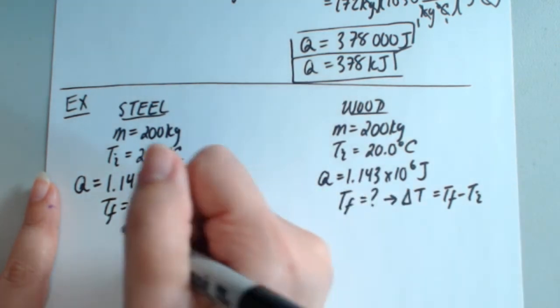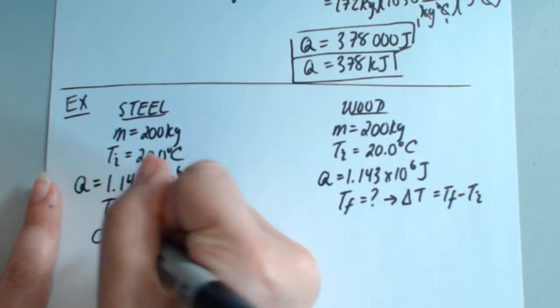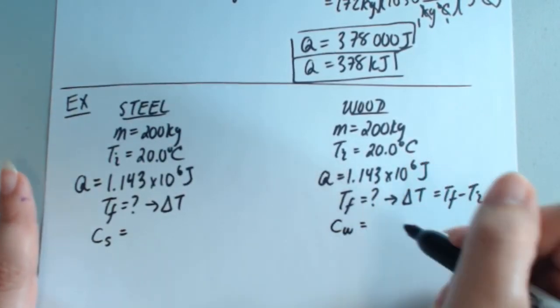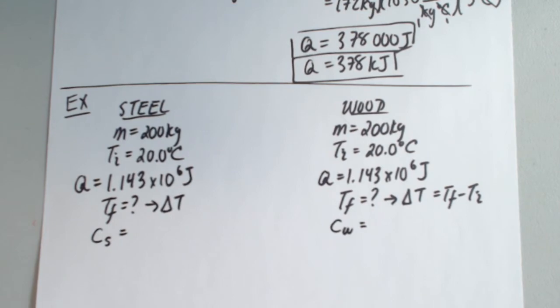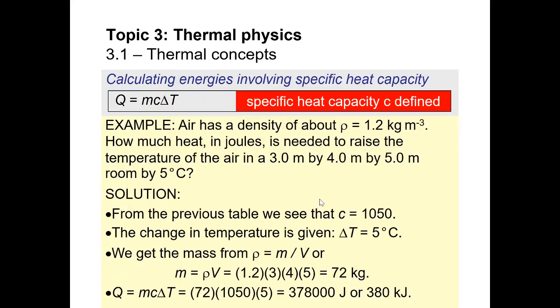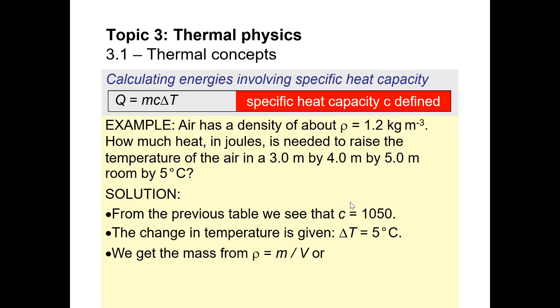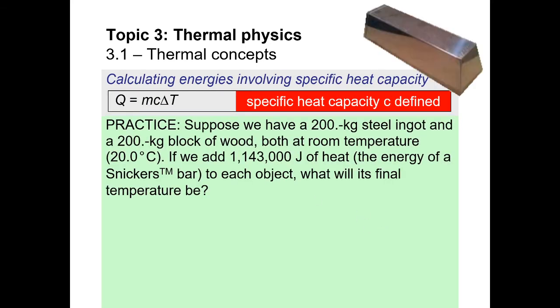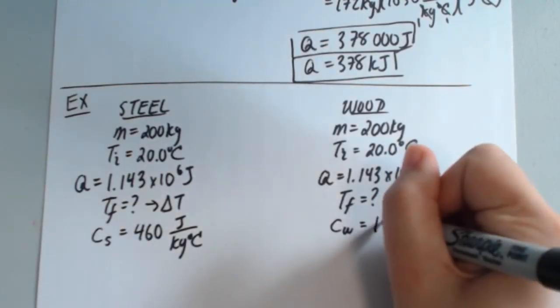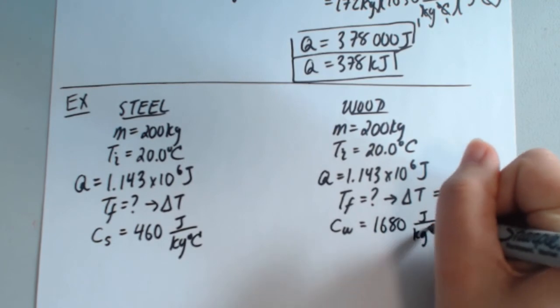So there's only one piece of information missing here, and that is the specific heat capacity of steel and the specific heat capacity of wood. If it's not given to you in the question, it is assumed that you know where to look it up. So let's go back to our slide and look at that table. Steel, it's right here, 460 joules per kilogram degrees Celsius. I realize you can't see what I'm writing right now, but you'll see it afterwards. Specific heat capacity of wood is 1680 joules per kilogram degrees Celsius.